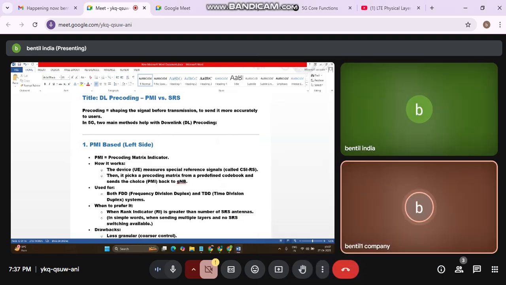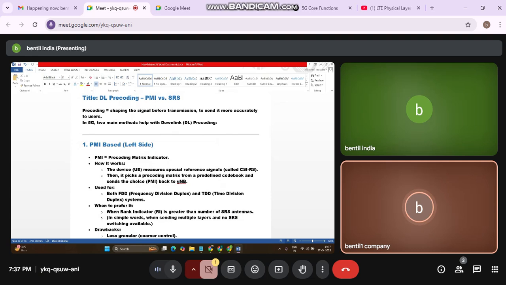Downlink precoding, PMI versus SRS. So precoding is shaping the signal before transmission to send it more accurately to the users. That is called precoding.